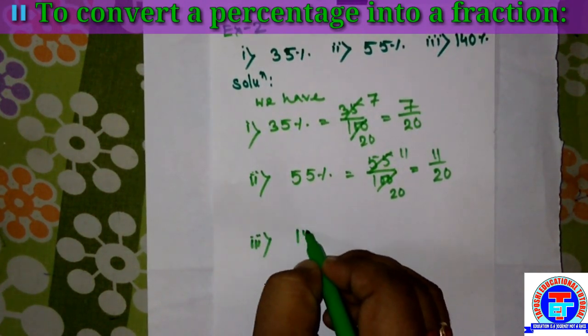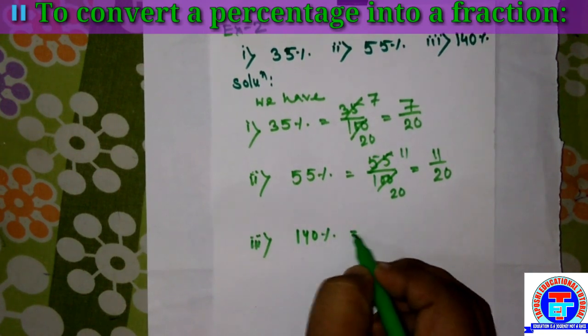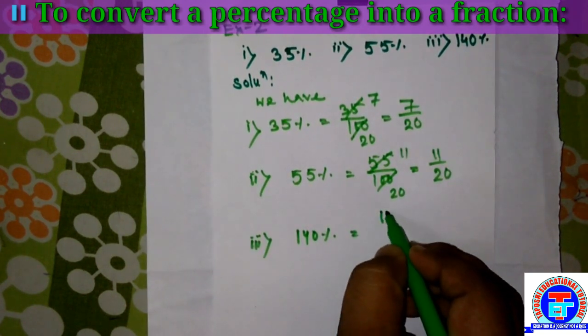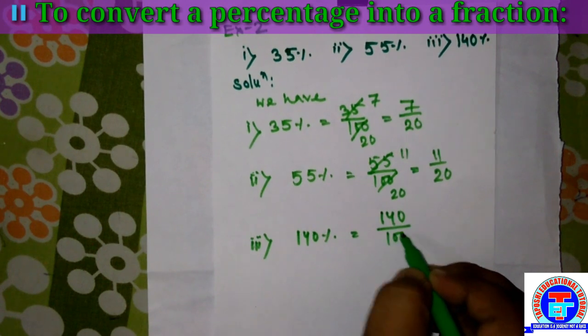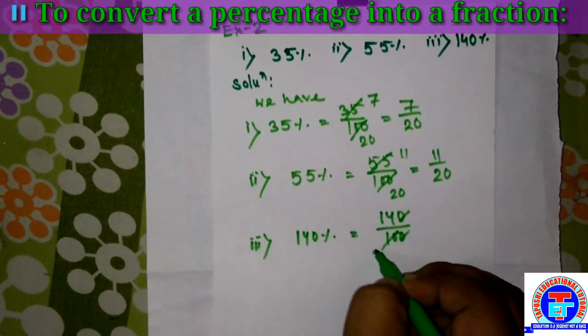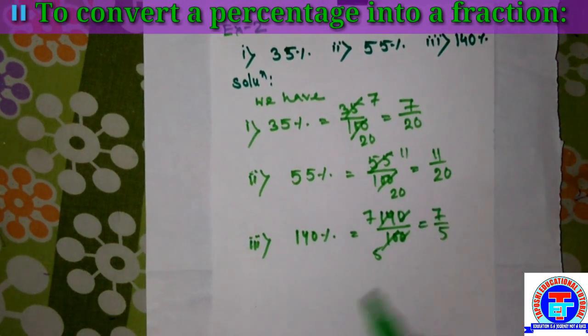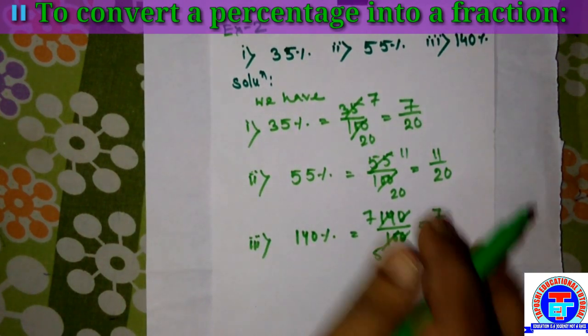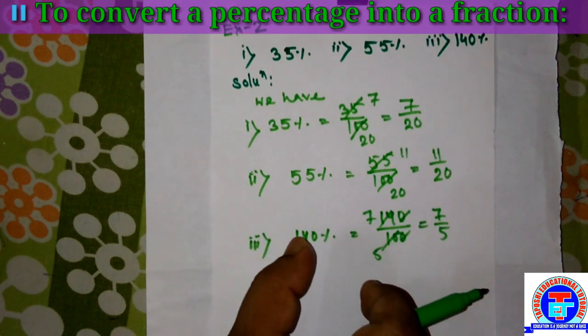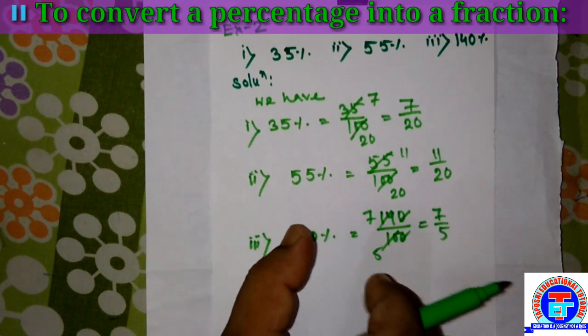Now number 3 problem: 140 percent. That means it becomes 140 by 100. Zero cancels. This one 5 and this one 7. That means 7 by 5. 7 by 5 is the answer that we solve here. I hope you understand.